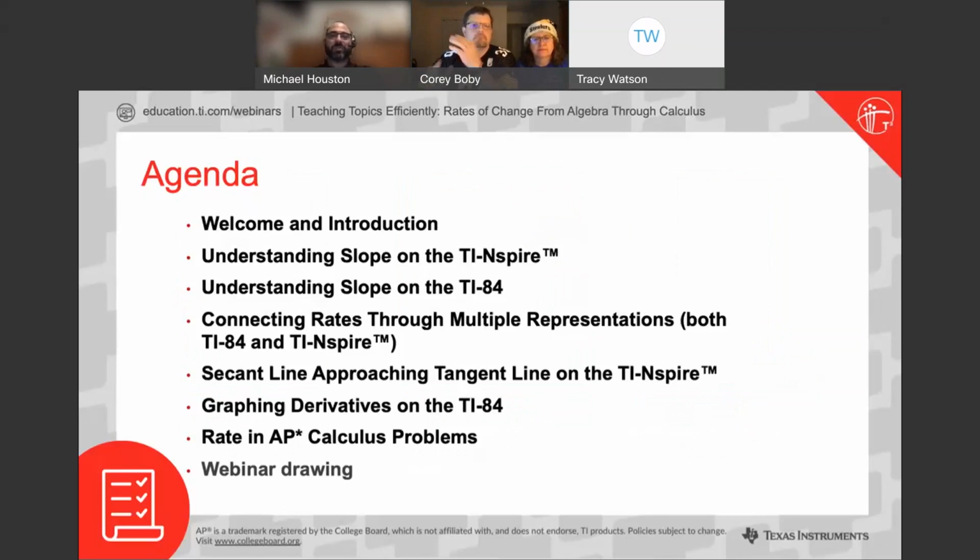Corey, would you mind talking through the agenda for tonight? Sure. We're going to start by talking about slope and looking at some Algebra Nspire documents on the Nspire, and then maybe how we can simulate it on the 84. Then I'm going to look at a really interesting problem, I think, about connecting rates of change through multiple representations and multiple equations. And then we're going to talk a little bit of calculus, talk about the secant line and graphing derivatives. And finally, we'll wrap up with a couple AP problems, particularly looking at the lens of what's important in terms of rate that we can do in earlier grades.